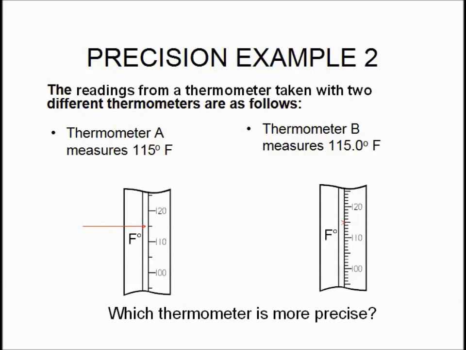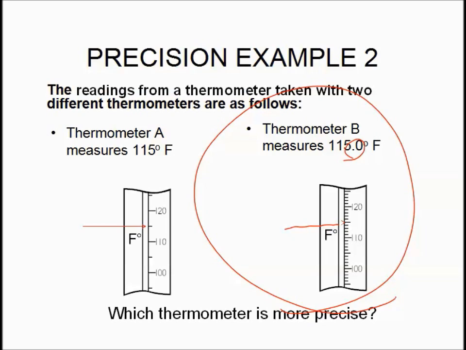Second example of precision. Here we've got two thermometers. One reads 115 degrees. The other one reads 115 degrees. I don't know what happened to my little arrow there, but anyway, it's coming in right there. So 115 degrees, well, okay. Over here, I know it's exactly 115 degrees, so it's 115.0 degrees. Here, I can't judge if it's 115.0 degrees. I can just see it's 115. So precision-wise, thermometer B is more precise.